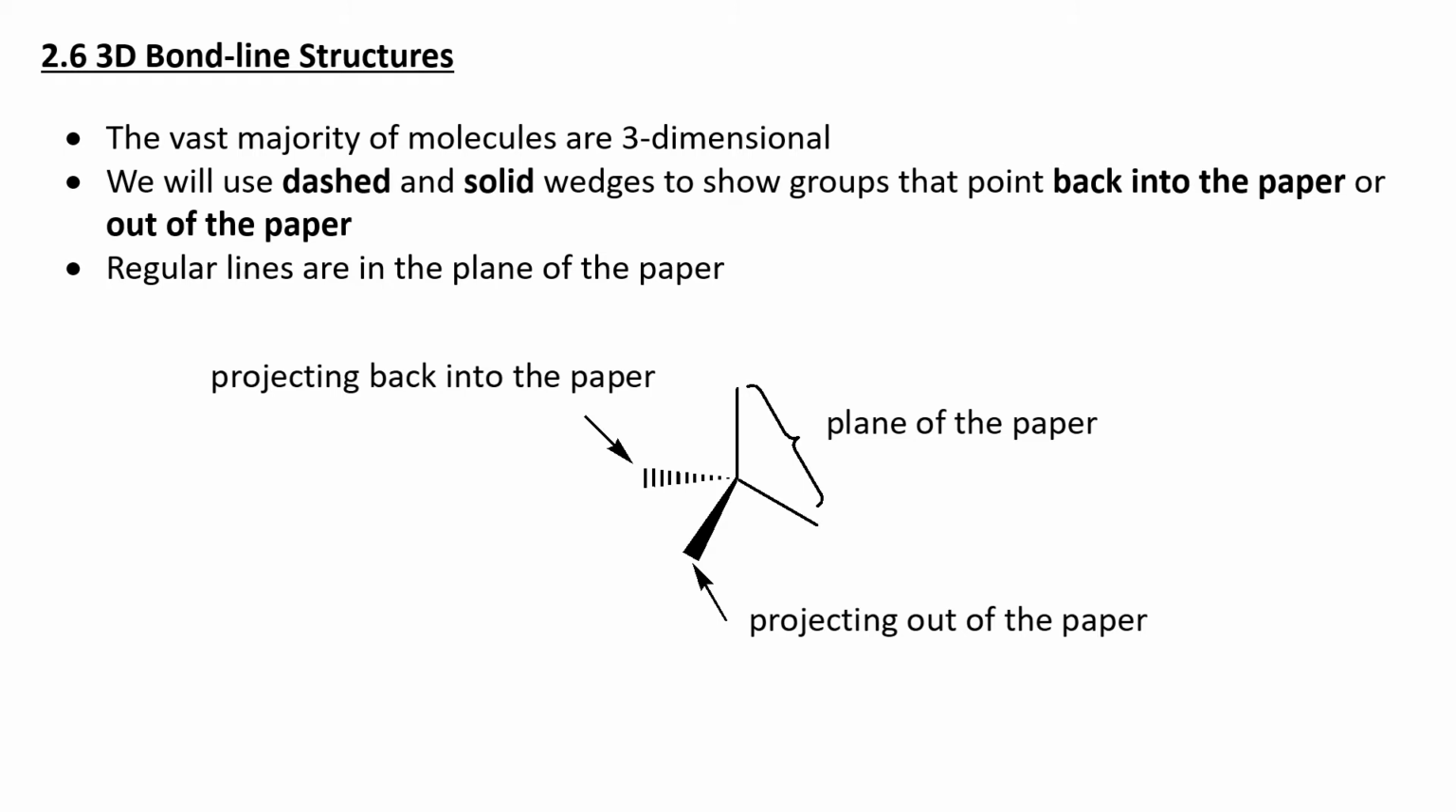Section 2.6 deals with 3D bond line structures. We've already gone over this, how to use the wedges and dashes to draw a 3D perspective. We covered this in section 110 when we discussed molecular geometry. However, just as a reminder, molecules exist in three-dimensional space, and we use dashes and wedges to show groups either pointing out of the plane of the paper or back behind the plane of the paper. Whenever you see a regular line, that's in the plane of the paper.